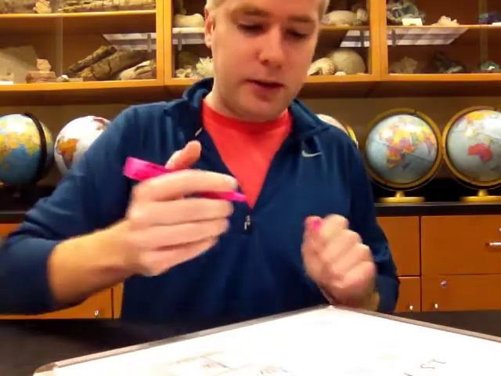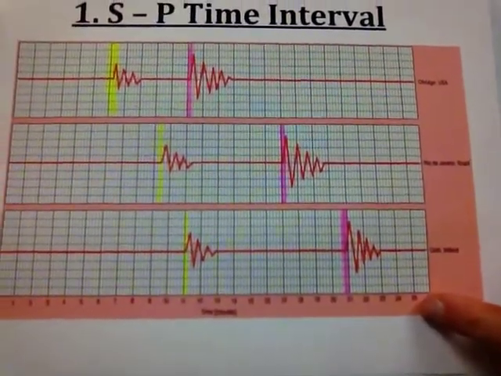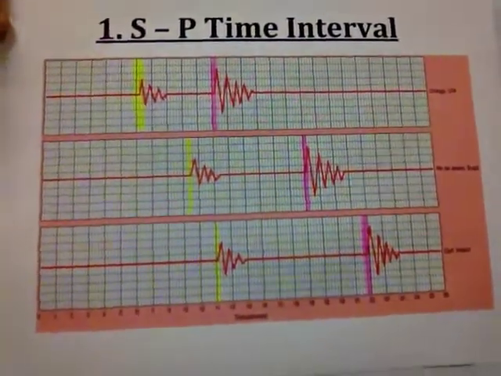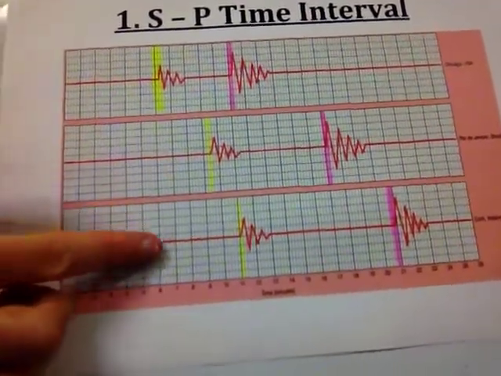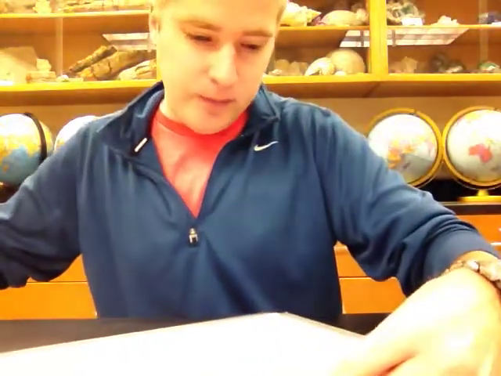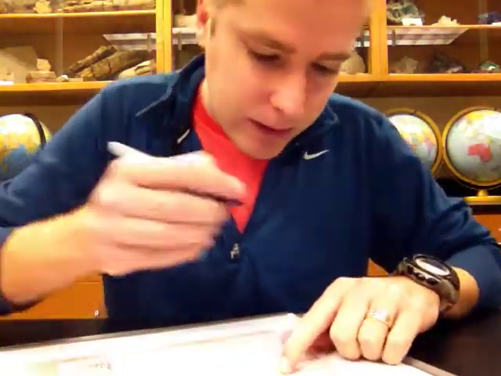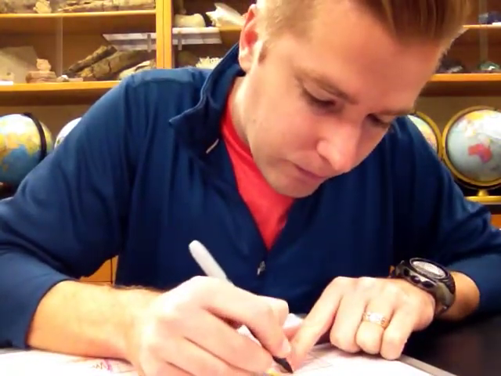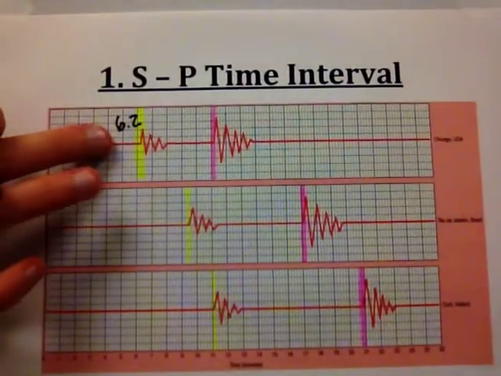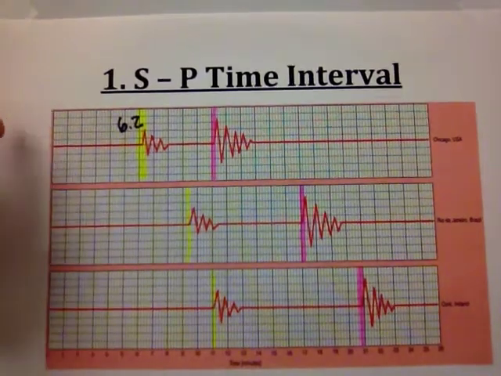And what we're going to do is look at the plot, and we see that along the bottom axis we have time. So we're going to look at the way the graph is plotted and then figure out the time of arrival for each P and S wave. So for the P wave in Chicago, we are looking at it arriving at 6.2 minutes. So I'm going to make note of that up here. Each of the faint lines is 0.2 minutes. It's one faint line past 6, so 6.2.